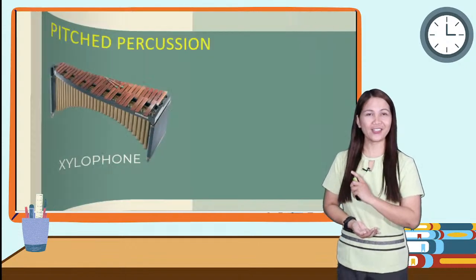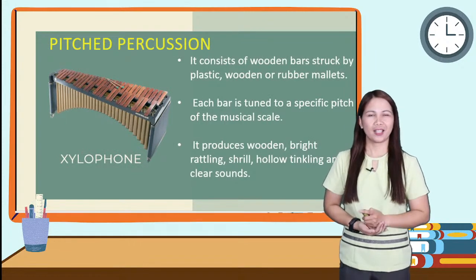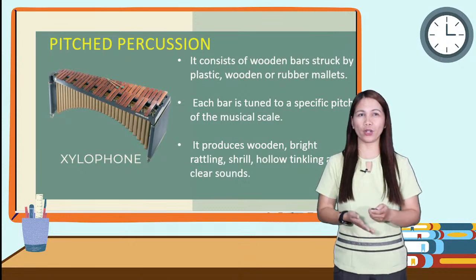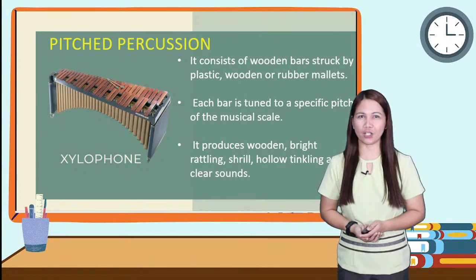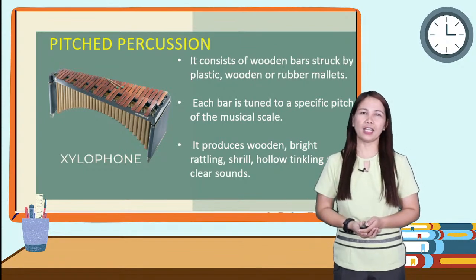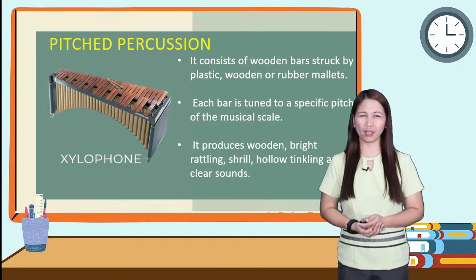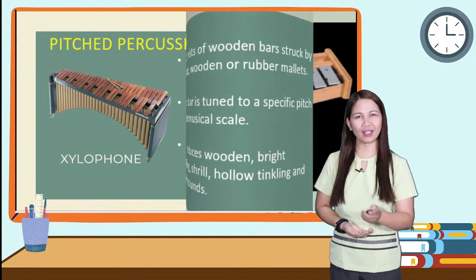Okay, so that is an example of a xylophone. It consists of wooden bars struck by plastic, wooden, or rubber mallets. Each bar is tuned to a specific pitch of the musical scale, and it produces bright, rattling, shrill, hollow, tinkling, and clear sounds. How about this one?